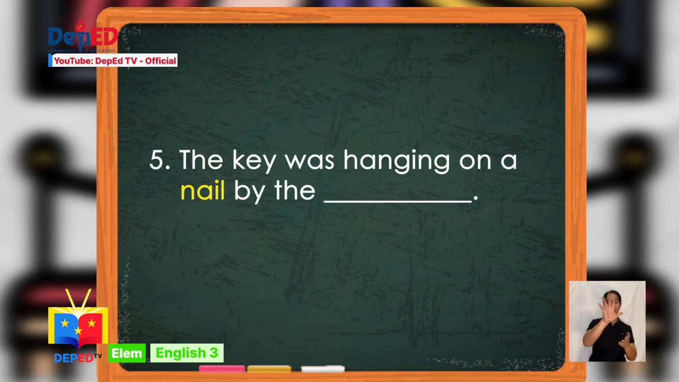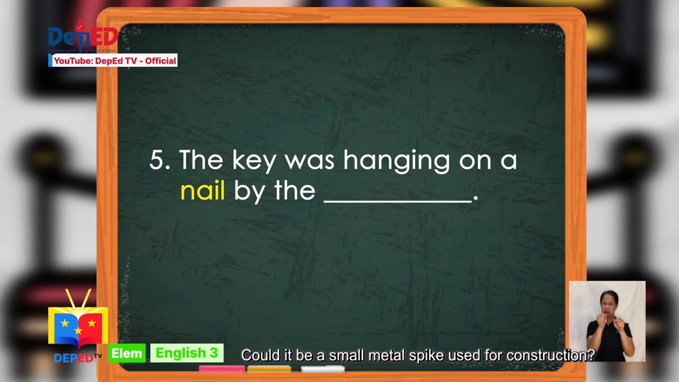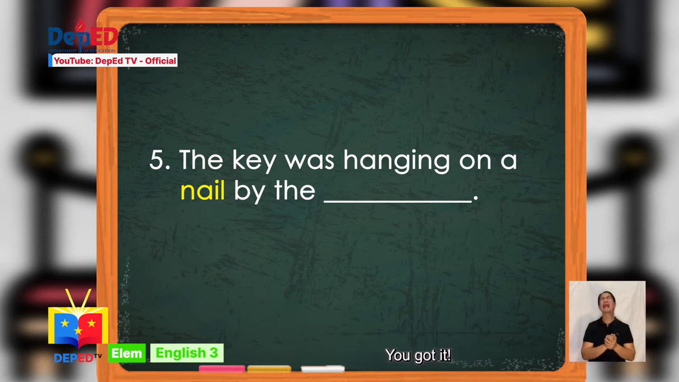Number five. The key was hanging on a nail by the blank. What does the word nail refer to in this sentence? Could it be a small metal spike used for construction? You got it! So we could say the key was hanging on a nail by the door.